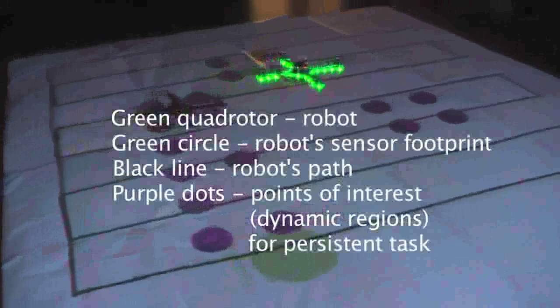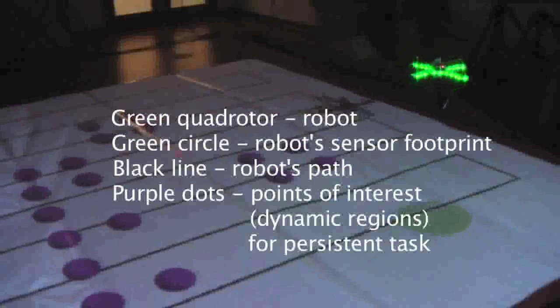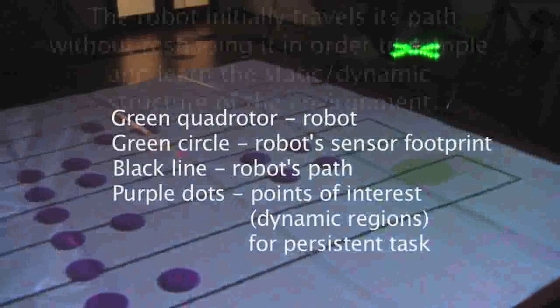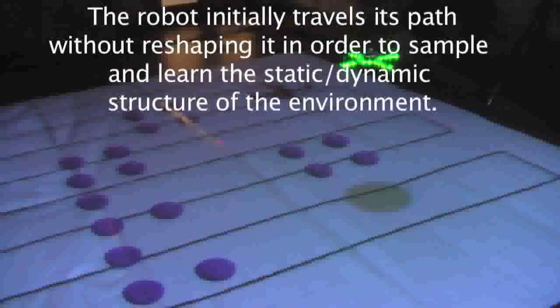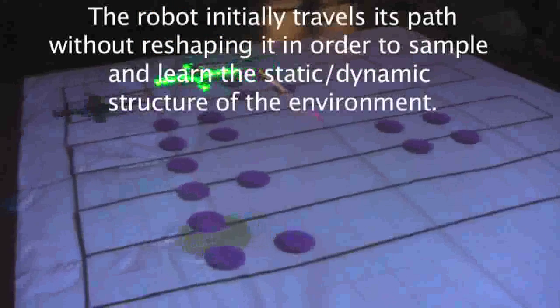The green quadrotor and the green circle represent the robot and the robot sensor footprint. The black line represents the robot's path, and the purple dots represent the points of interest or dynamic regions of the environment. The robot initially travels its path without reshaping it in order to sample and learn the static dynamic structure of the environment.